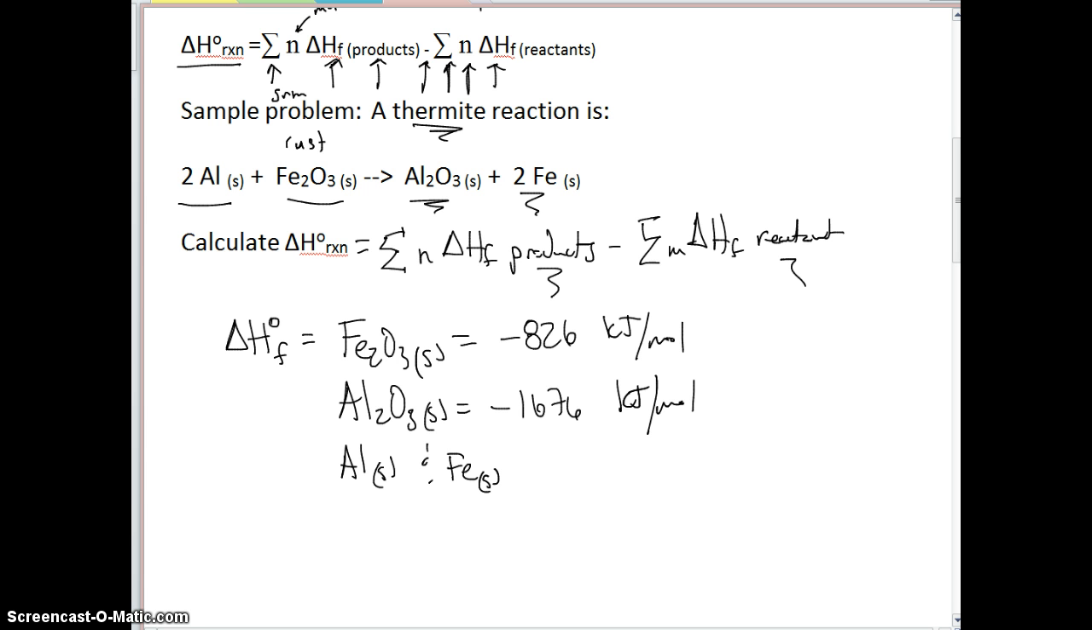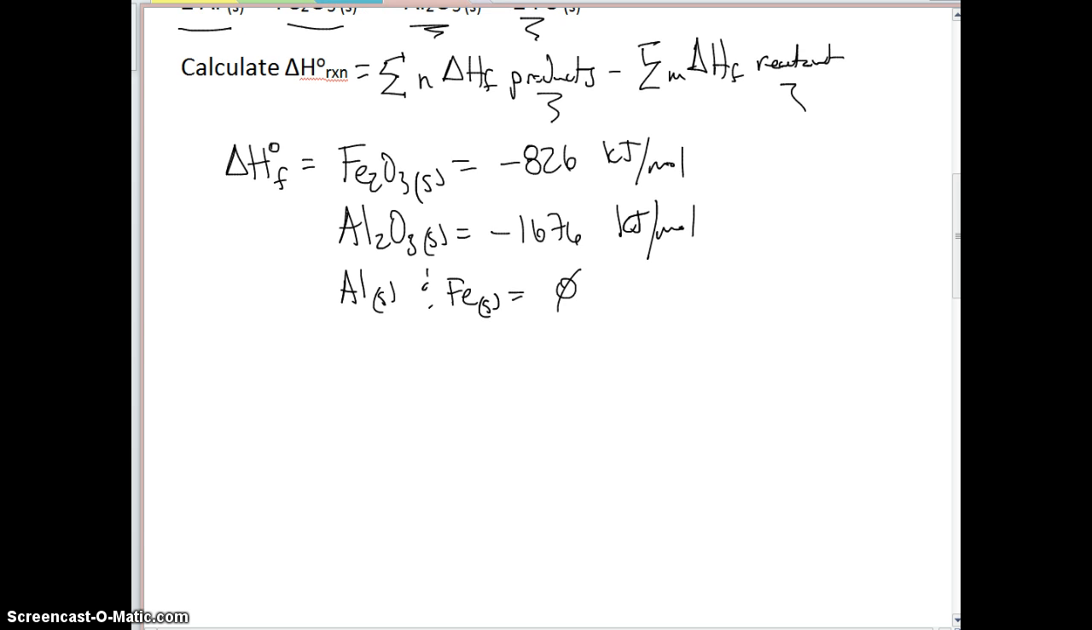Also, I look up in the back of the book my aluminum solid and my iron solid, and those guys both turn out to have a delta H formation of 0, and that's just because that's what's expected at their standard state. Aluminum is a solid and iron is a solid, so it's going to be real easy. We're just going to plug in 0 there.